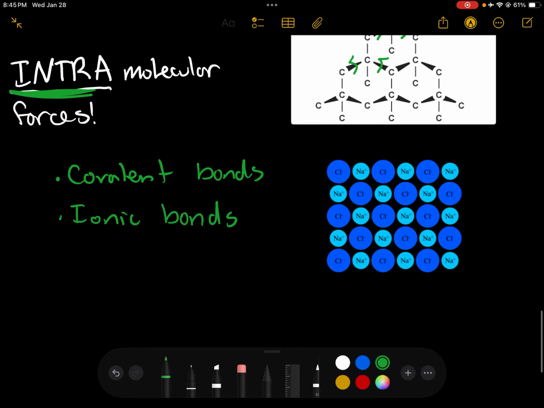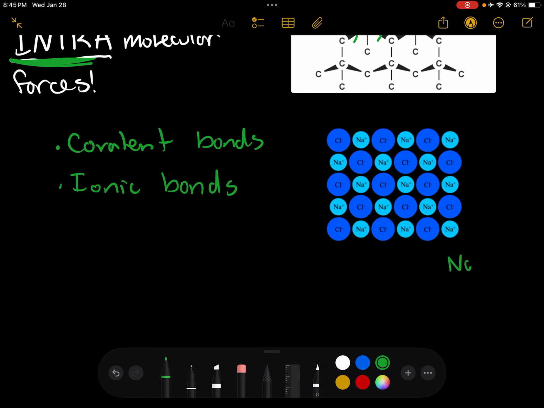If you're looking at an ionically bonded substance like salt, NaCl down here, we're still breaking an actual bond. We're breaking an ionic bond between the sodium and chloride ions. And so again, that's an intramolecular force, not an intermolecular force. If you have any questions about this, please talk to me in class.